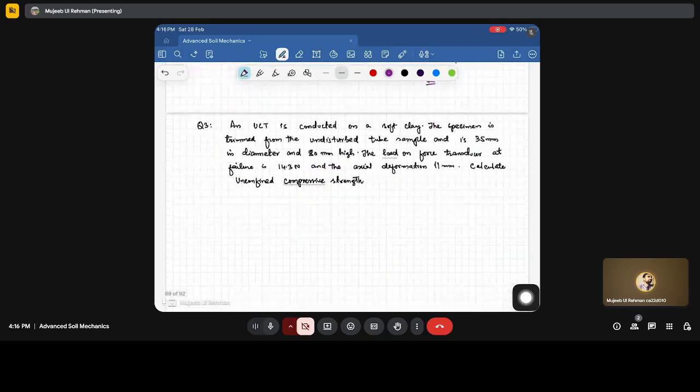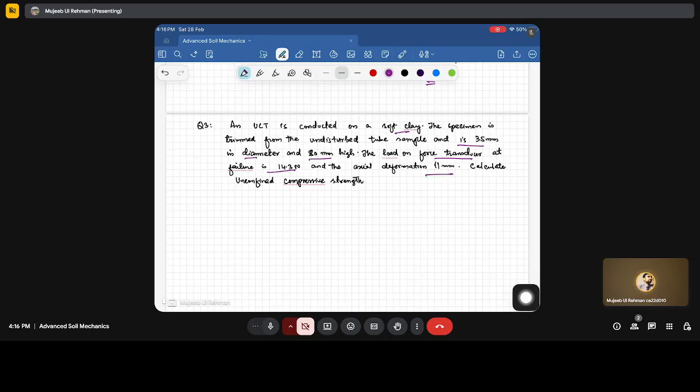Now we have another question similar to question 1. An unconfined compression test is conducted on a soft clay. The specimen is removed from the undisturbed tube sample and is now 35 mm in diameter and 80 mm in height. The load on the force transducer at failure is 14.3 Newton. The axial deformation is 0.11 mm. Calculate the unconfined compressive strength.